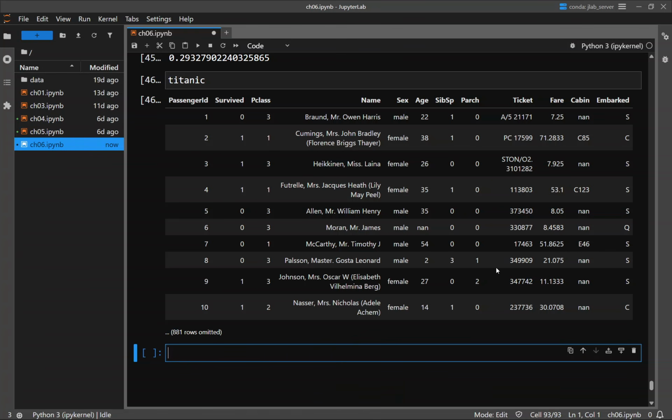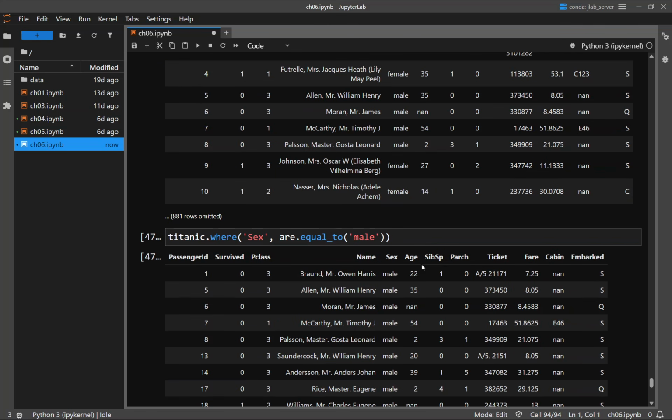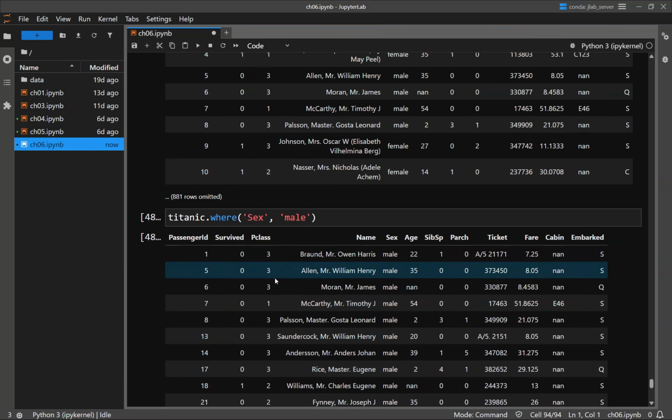We can ask, what was the ratio of men who survived by first picking out all the men, right? Titanic where the sex values are equal to male, lowercase. This will give me all the men. And by the way, if you're ever doing an equal to, remember that that's the default, so you don't have to say that. You just say sex male. So here's all the men again on the Titanic.